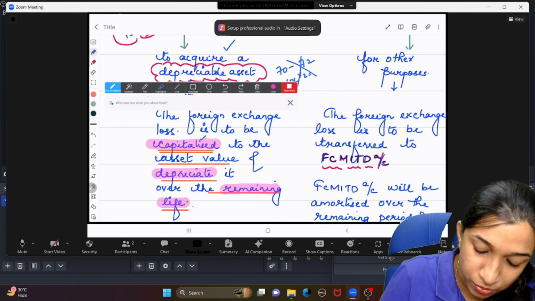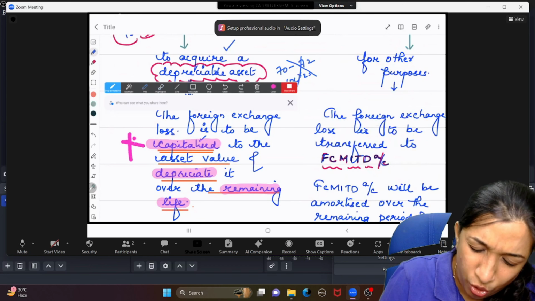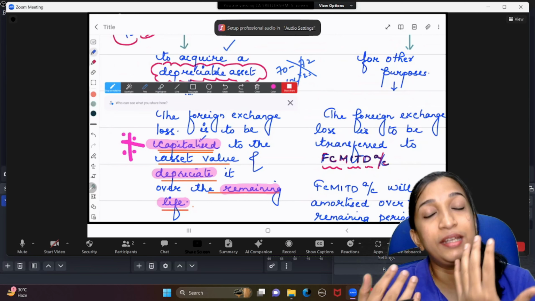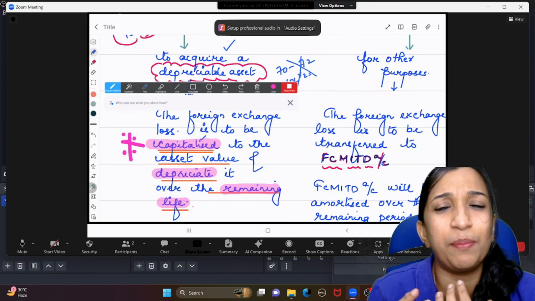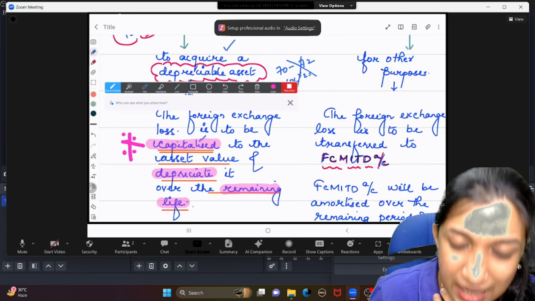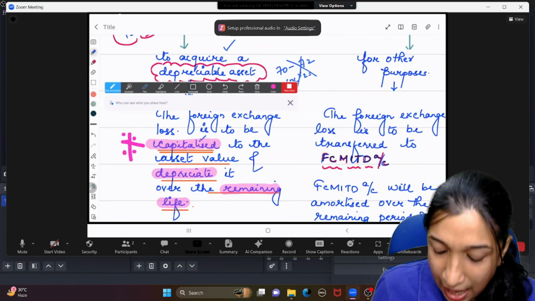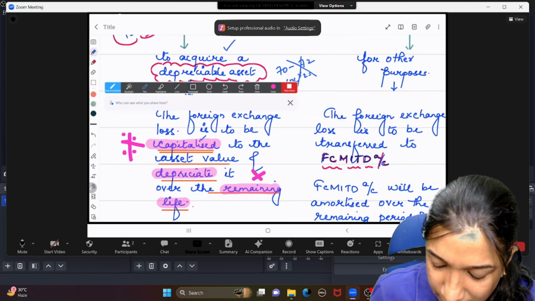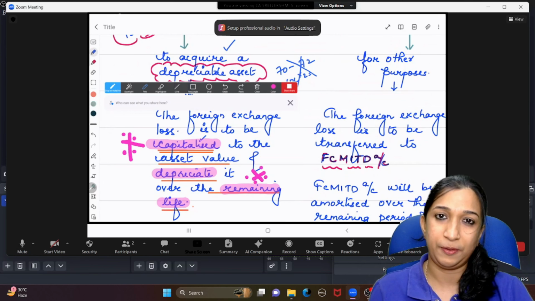Foreign exchange losses to be capitalized. It's optional. It can be credited to P&L, it can be transferred to P&L, or instead it can be adjusted in the value of asset and it will be depreciated over the remaining life.